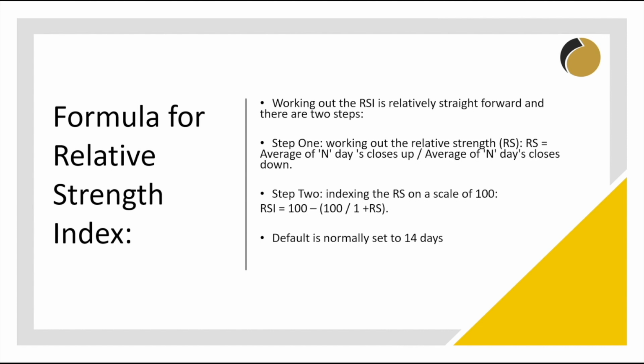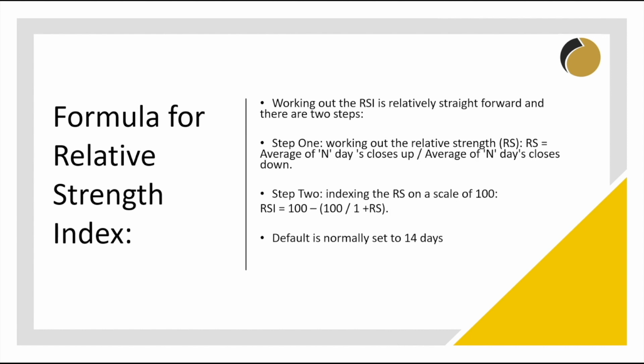So let's take a look at the formula for the relative strength index. Working out the RSI is relatively straightforward, and there's actually two steps. Step one, we need to work out the relative strength, that's known as the RS. The RS, relative strength, is the average of a number of days closes up divided by the average of a number of days closes down. Once we've found that out, we can go into step two, which is indexing the RS on a scale of 100. So RSI equals 100 minus 100 divided by 1 plus the relative strength.